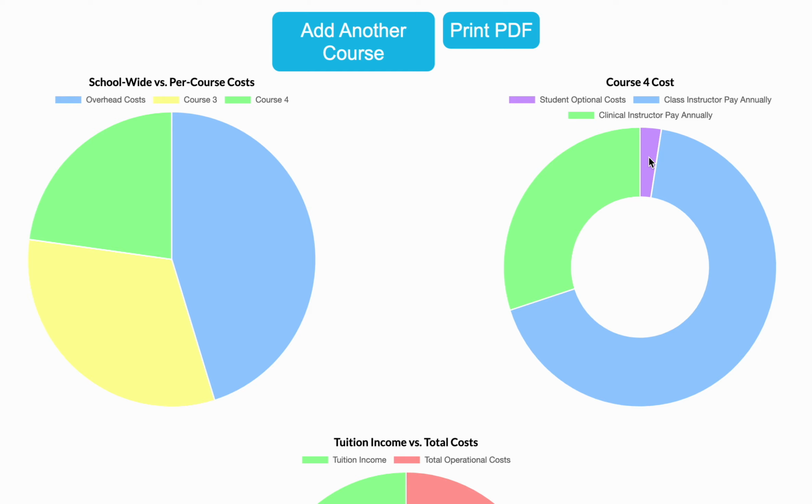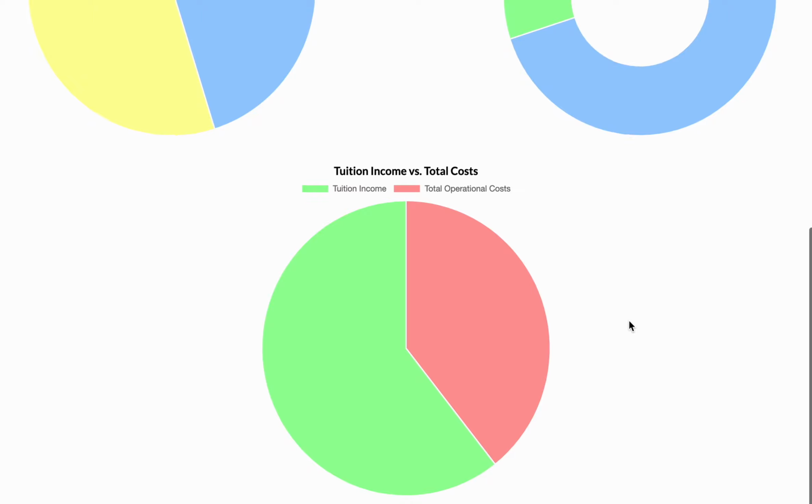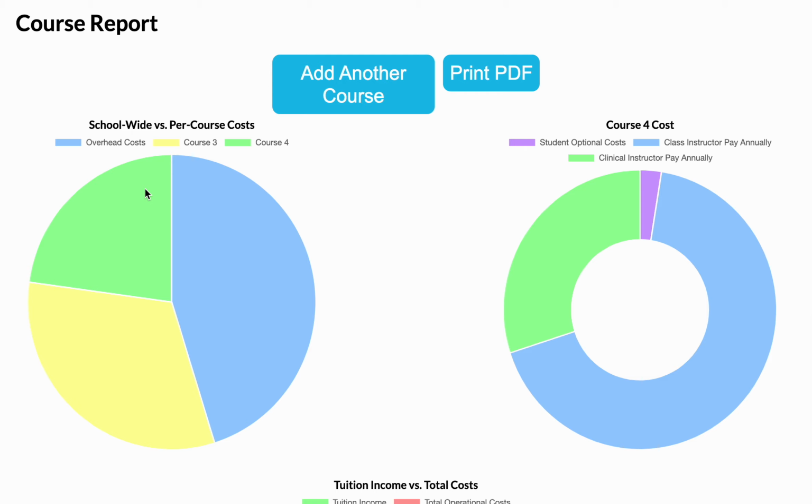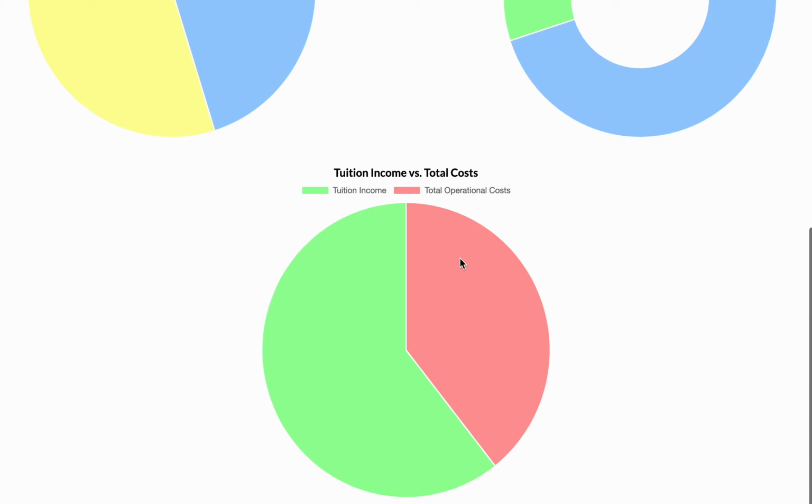If you needed to do cuts, you see right here is where most of your money is going. Your tuition. So you have a surplus of tuition versus your operational cost, which is always what we want. And then over here is your overhead costs versus your program costs. So your programs are costing you a little more actually than your overhead. So it's just a good bird's eye view.